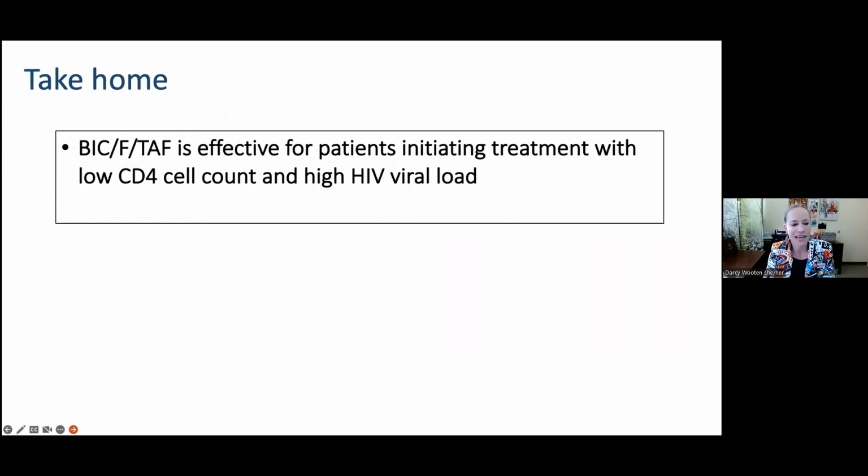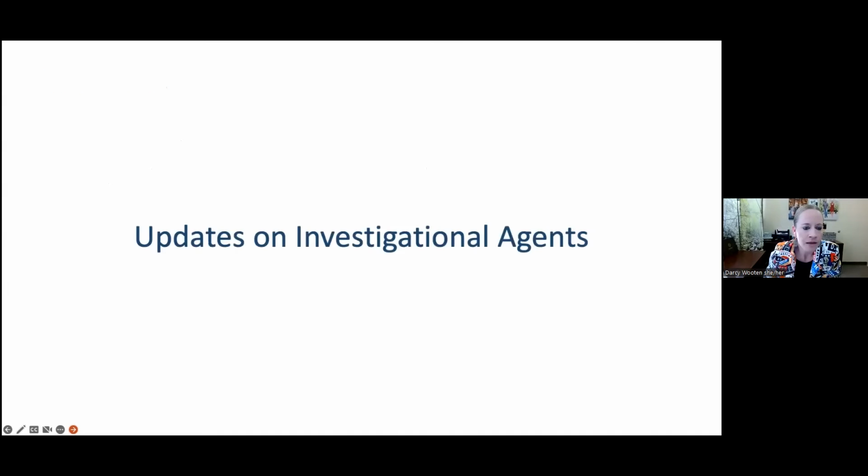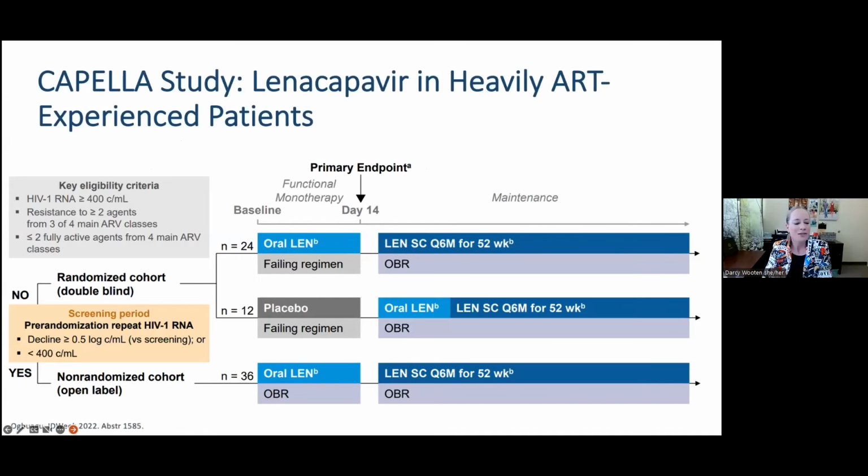So the take home from this is that BIC/FTC/TAF, which is a regimen that we use very commonly, is going to be quite effective even for patients who have low CD4 cell count and high viral load, and nice to see that data. And then my last update is going to be an update on one investigational agent, not two, lenacapavir. So this was data presented at ID Week, updated from the CAPELLA study, looking at lenacapavir in heavily treatment experienced patients. Remember, the CALIBRATE study is looking at lenacapavir in treatment naive patients, but there wasn't an update from CALIBRATE, I don't believe, at ID Week 2022.